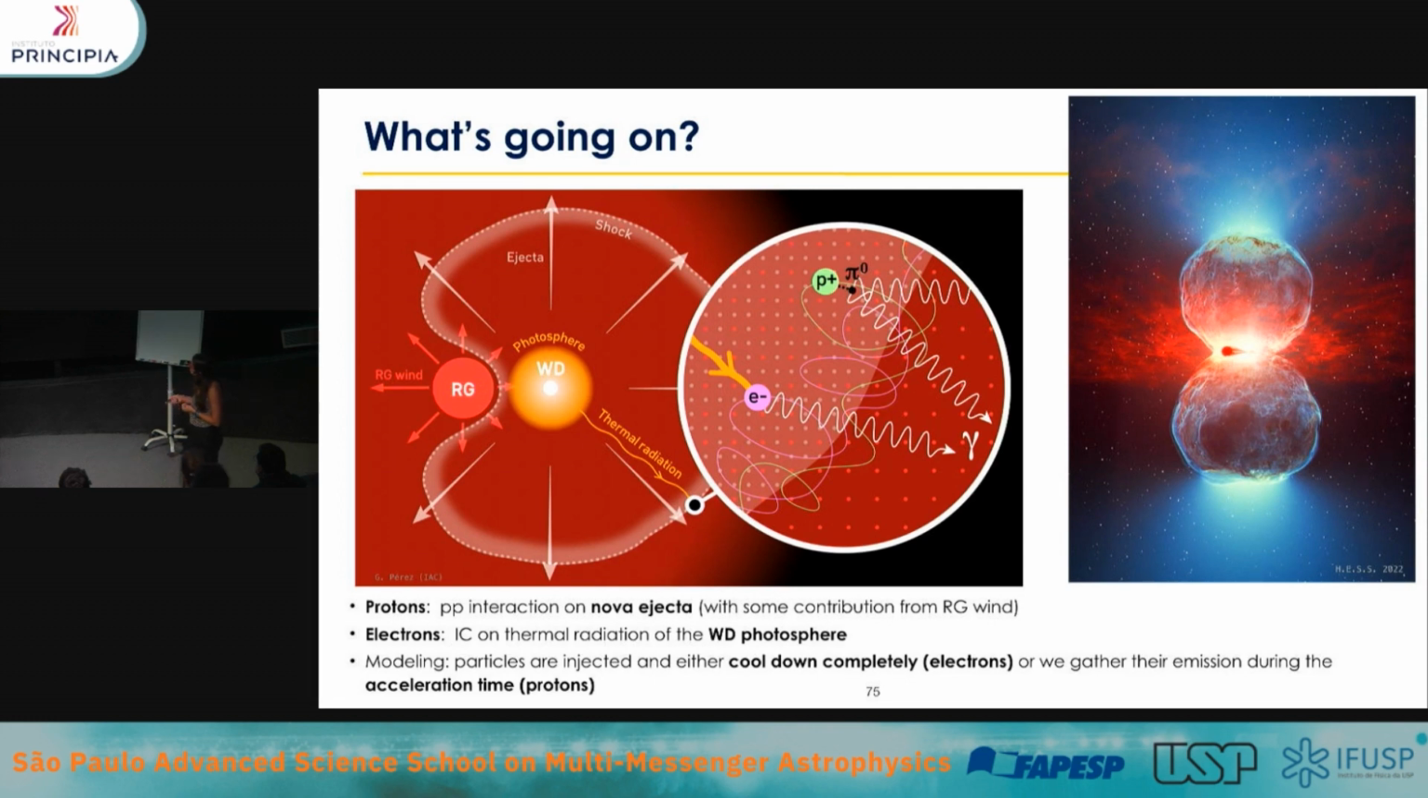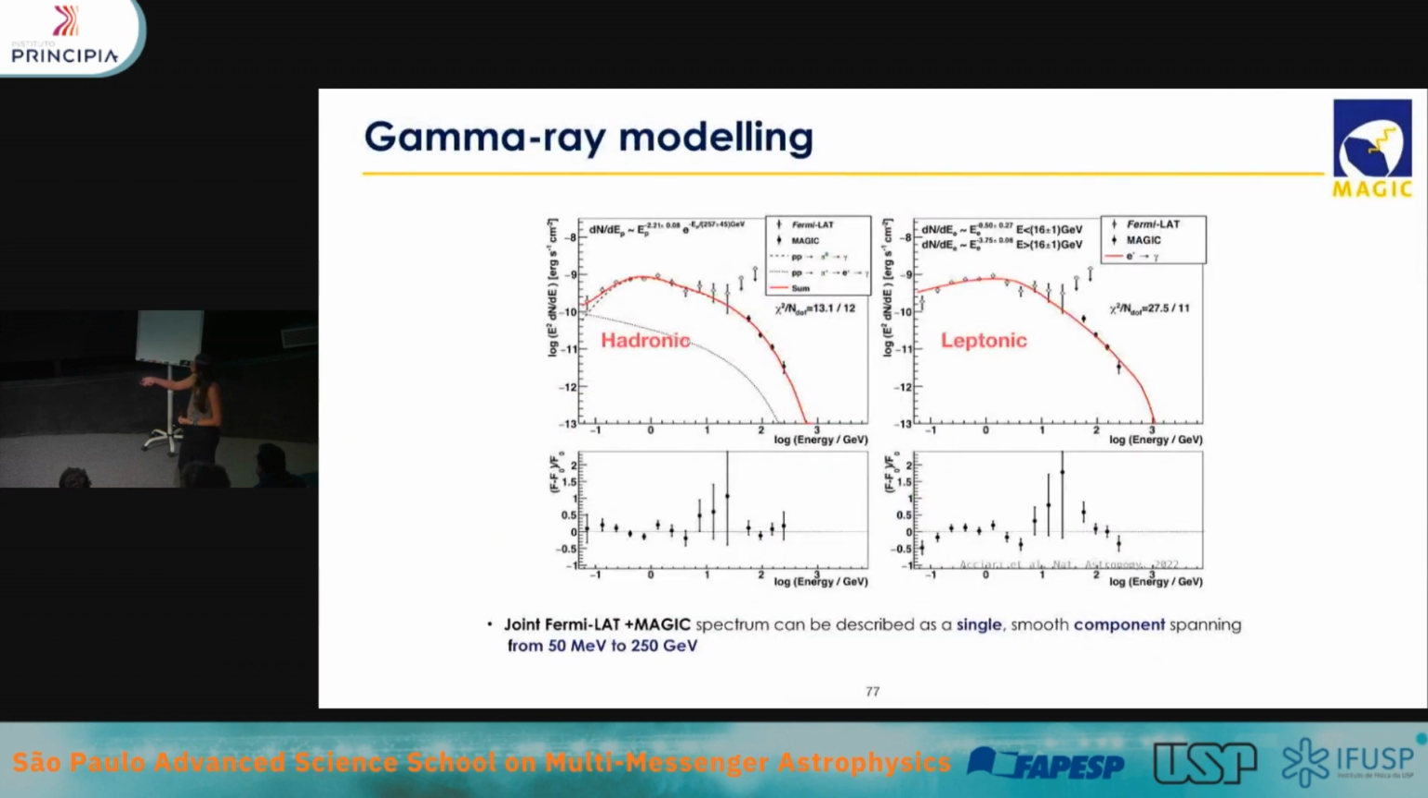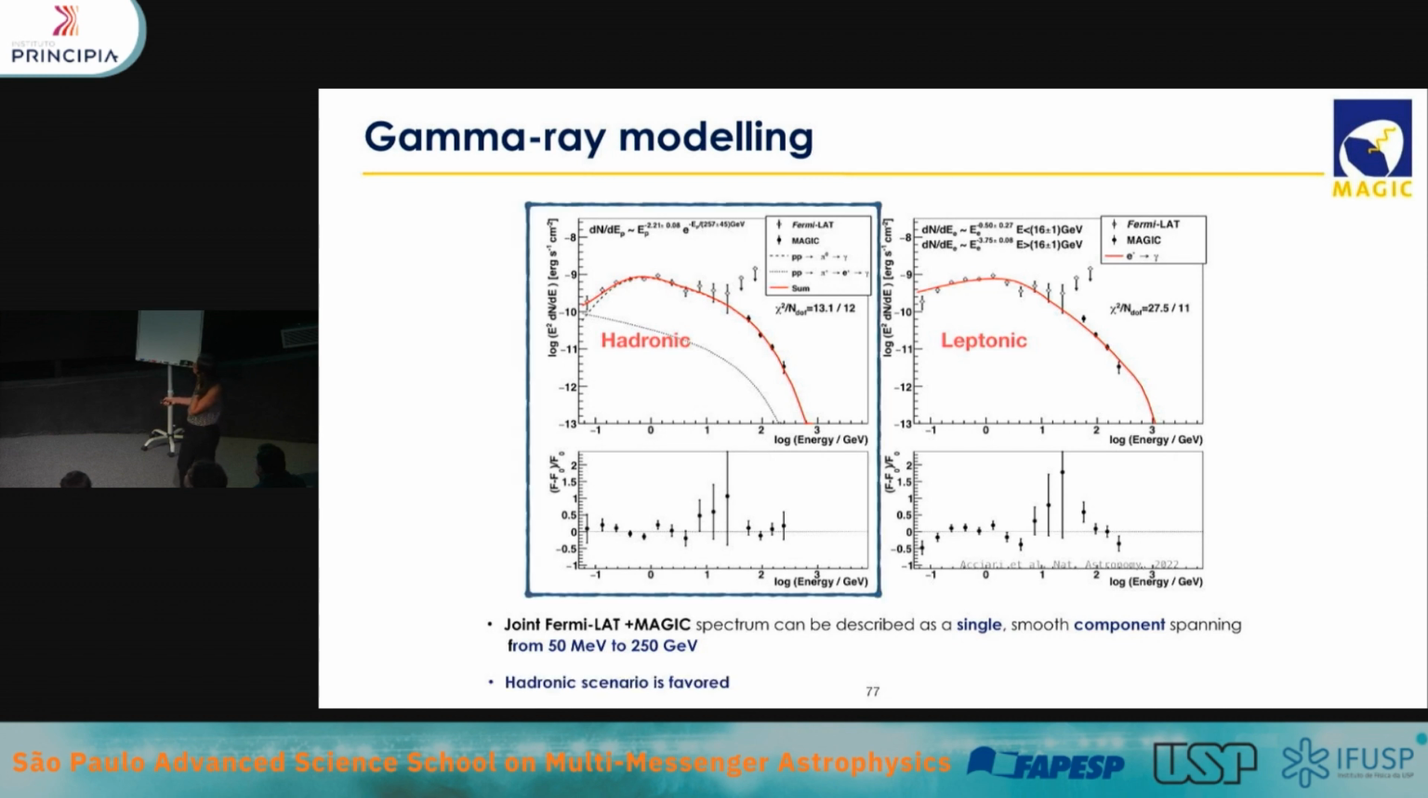from the white dwarf. And basically what we saw, let me just move a little bit, is this is the Fermi-LAT emission, this is the MAGIC emission, and you see here that the hadronic scenario is a much better fit than the leptonic one. The emission is really smooth from Fermi-LAT to MAGIC, and we can describe it as a single component from 50 megaelectronvolts to 250 gigaelectronvolts.